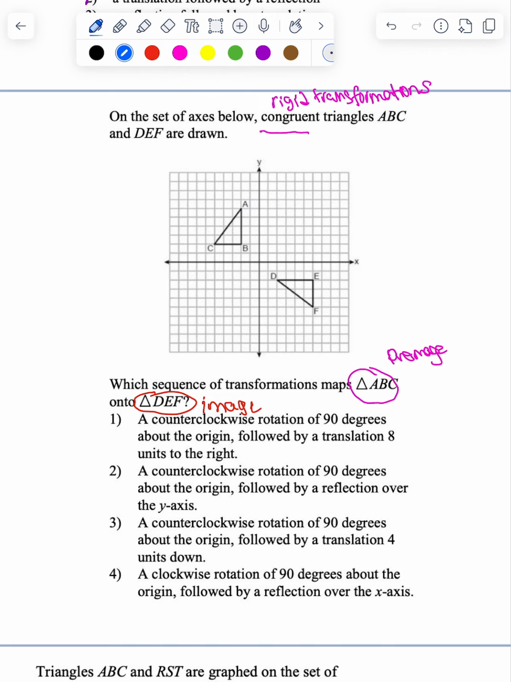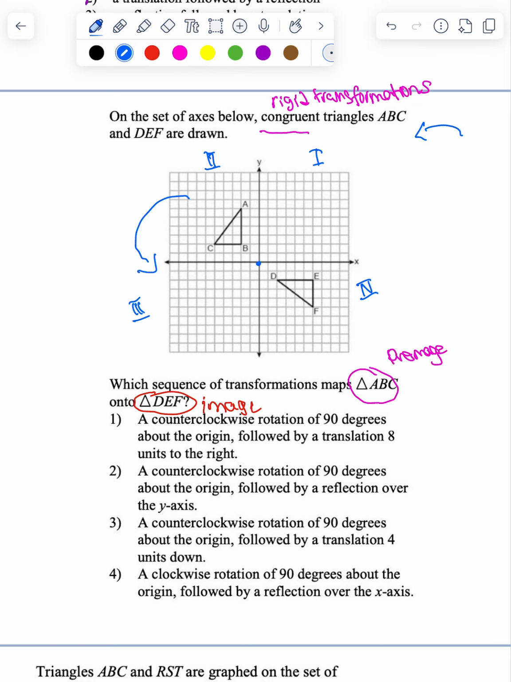So number 1 says a counterclockwise rotation of 90 degrees. Counterclockwise is this way. So I'm going to take ABC and go in the counterclockwise direction. That means it's going to land in this quadrant down here, which is quadrant number 3. This is quadrant 1, quadrant 2, quadrant 3, and quadrant 4, just for reference. Followed by a translation 8 units to the right. So let's see. I'm going to actually take this figure and rotate it.